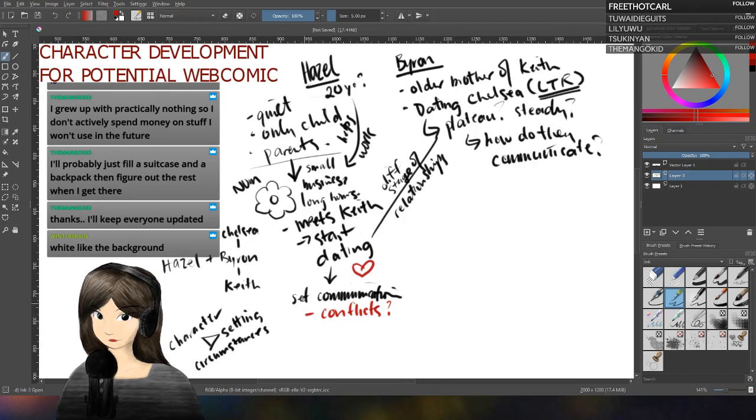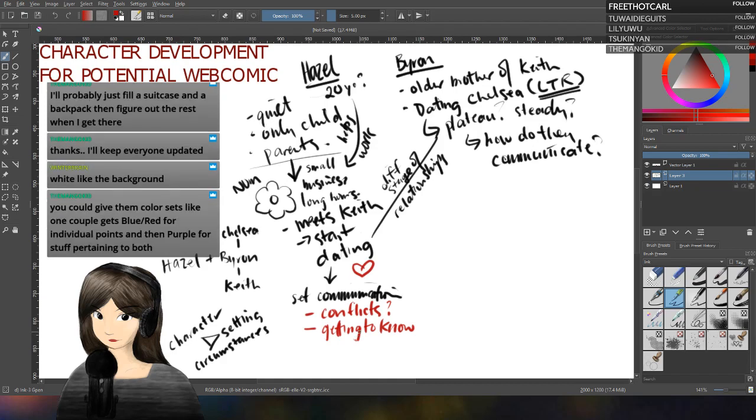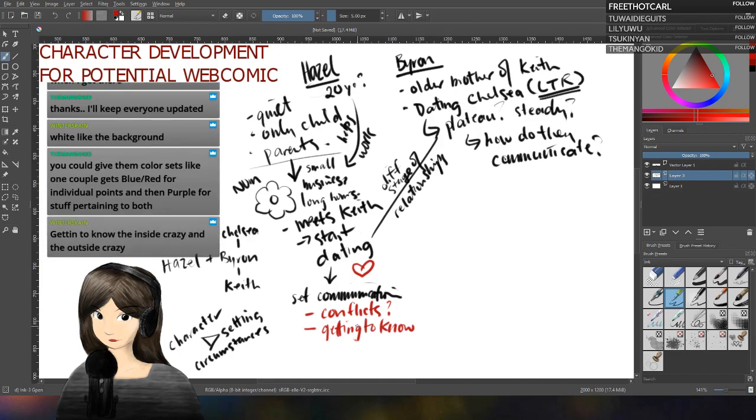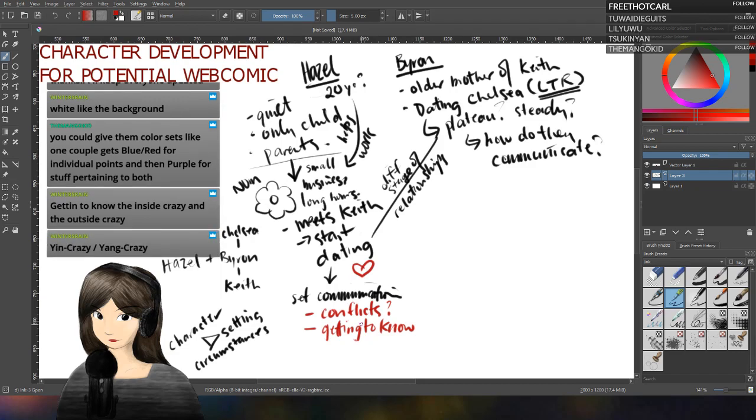Because you're just getting to know the person when you're in a new relationship. But in that moment, in the scene where they meet and where they date and all that stuff, in the process of them getting to know each other, the audience also gets to know them. Getting to know the inside crazy and the outside crazy. Yeah, so in the sense of how you present yourself to the world versus how you actually are, I suppose.